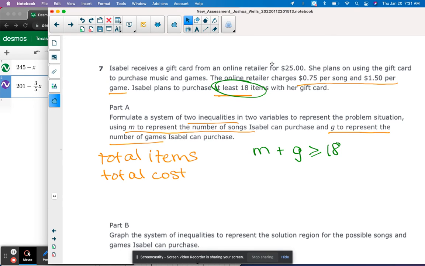And then the total cost, what we have to do is we have 0.75 M plus 1.5 G. And if I have a gift card, I can't really go over the cost or the total of the gift card. So less than or equal to 25. And that is our equation for both of those.